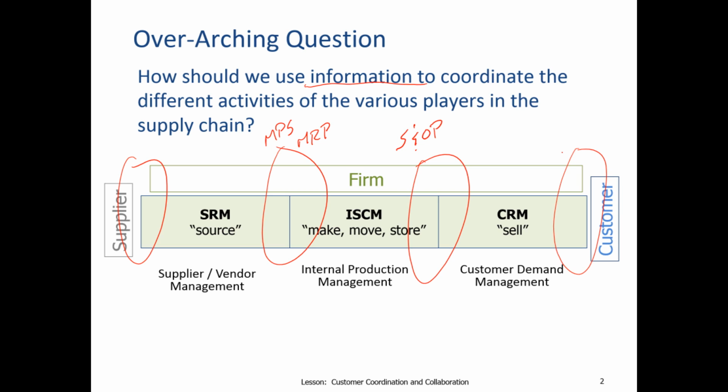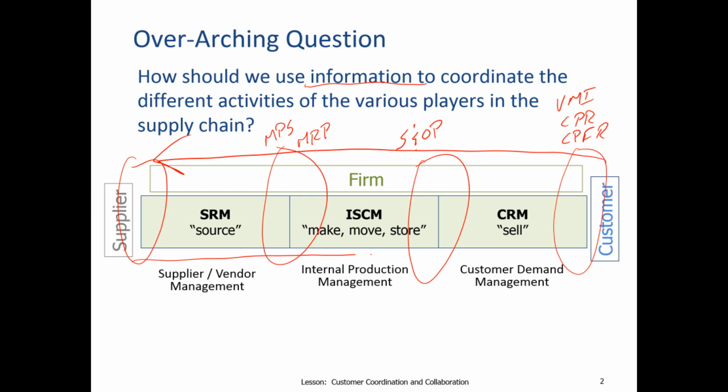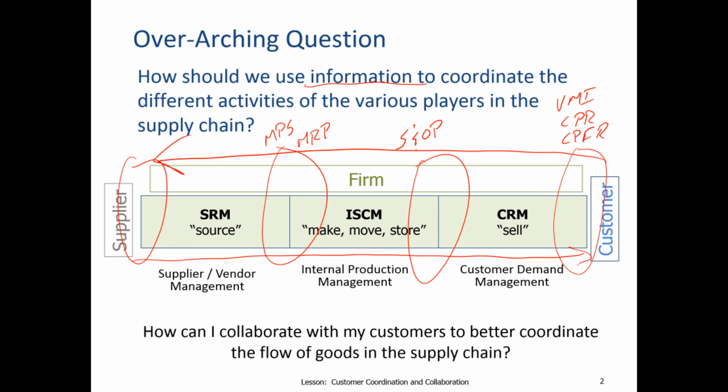Today, we're going to add a whole new set of acronyms for you, and we're going to look at the interface between your company and your customers. So we'll be talking later about VMI, about CPR, and about CPFR. I'll explain what all those are, but essentially they're all doing the same thing. How do I use information, which usually flows this way, to improve the process of the product, which usually flows down to the customer?